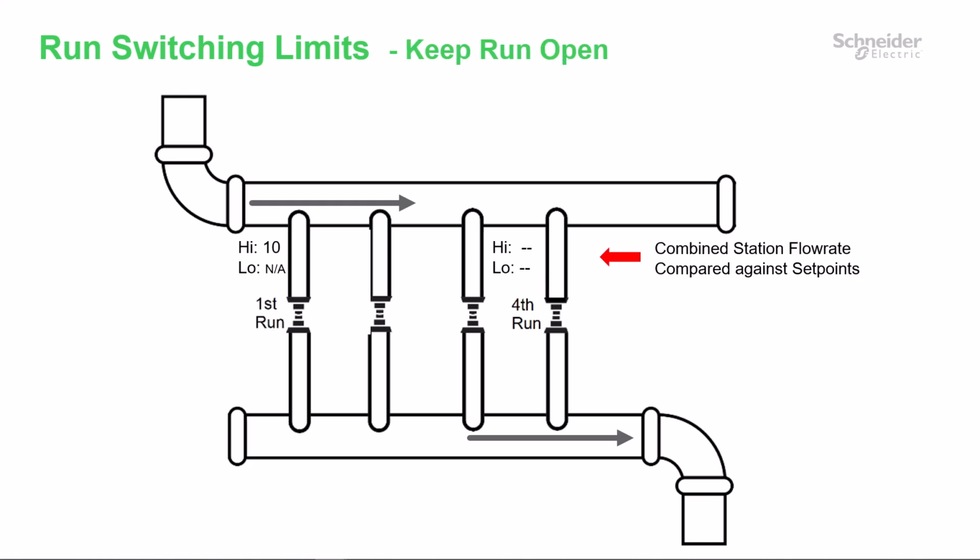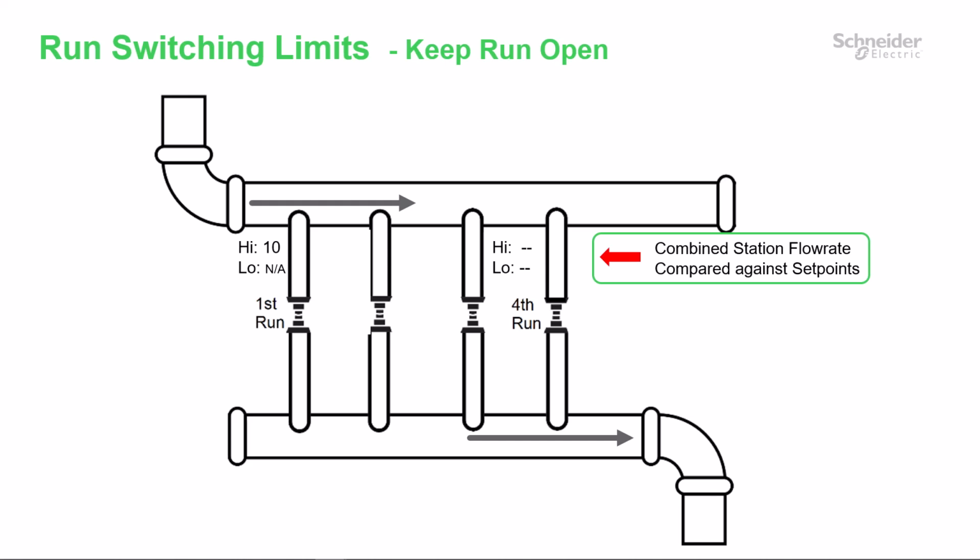Here's another scenario. In this case, a setting called Keep Open After Opening Next Run is enabled for each run. Also, you notice that only 3 runs are configured. Remember that run switching will work with facilities that include 2, 3, or 4 runs. In this type of configuration, all runs are grouped into a meter station, and the total station flow rate is compared against the set points for each run.